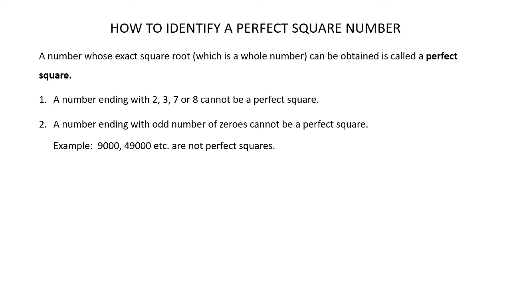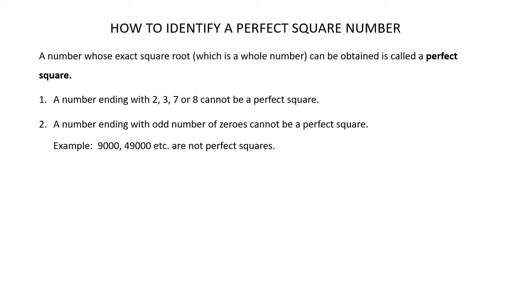A number ending with 2, 3, 7 or 8 cannot be a perfect square. So any number ending with 2, 3, 7 or 8 cannot be a perfect square. For example, 12 is not a perfect square, 13 is not a perfect square, 27 is not a perfect square, 48 is not a perfect square.